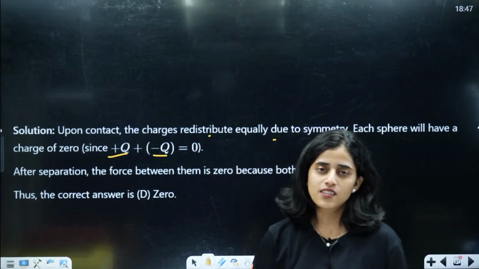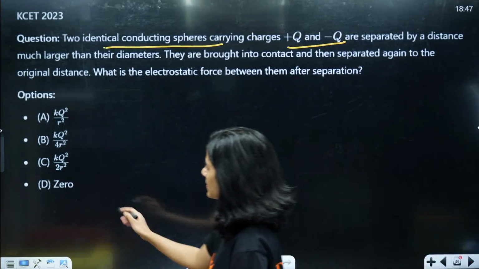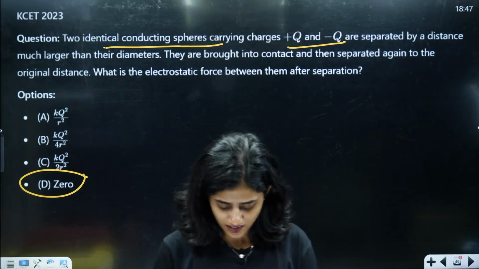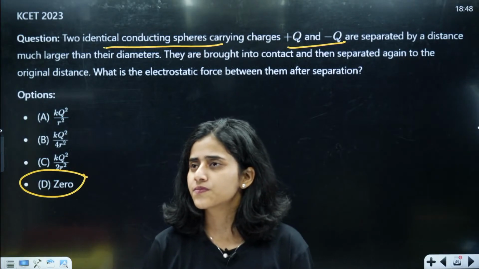So if the charges are 0, what will the force be? The force will also be 0. So the answer is D. This question looks complicated and you have lots of complicated options, but it's very easy because you have two charges.